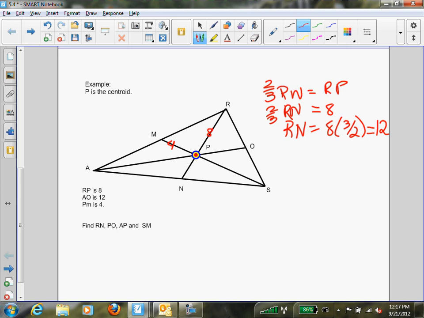Set it up with your letters. Put in what you know. Solve for what you don't know. Abby? Sure, because what's PN? Because you know it's a 2-to-1 relationship, right? Absolutely. But this was a route that someone else went, so I just went with it. But yes, okay? So RN is 12. We found that one. Okay? PO. How do I find PO?